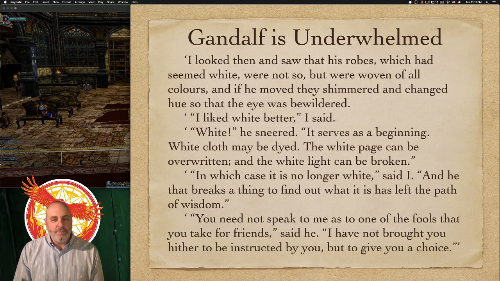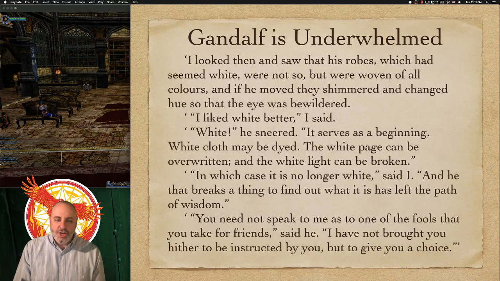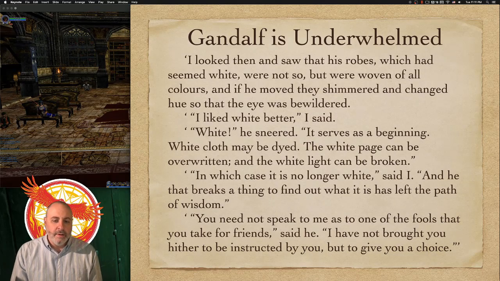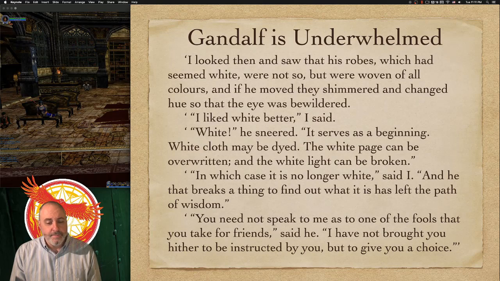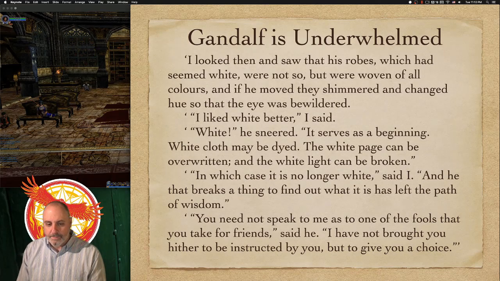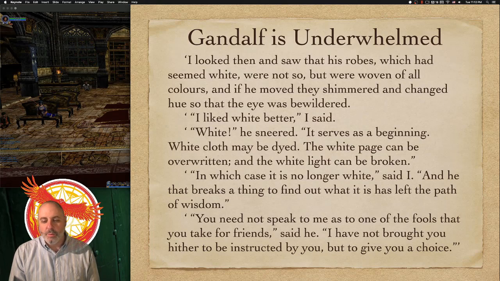I looked then and saw that his robes, which had seemed white, were not so, but were woven of all colors, as if he moved, they shimmered and changed hue, so that the eye was bewildered. I liked white better, I said. White, he sneered. It serves as a beginning. White cloth may be dyed, the white page can be overwritten, and the white light can be broken. In which case it is no longer white, said I, and he that breaks a thing to find out what it is has left the path of wisdom. You need not speak to me as to one of the fools that you take for friends, he said. I have not brought you hither to be instructed by you, but to give you a choice.